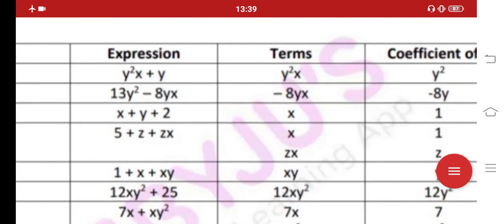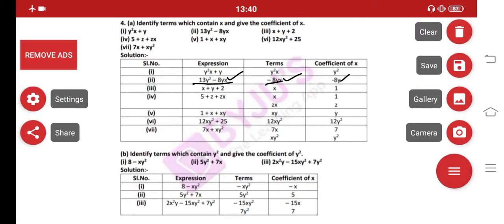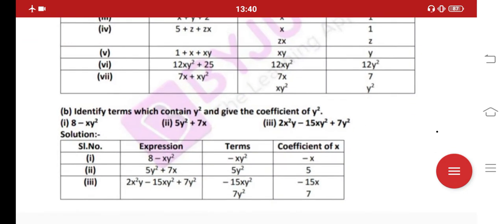Now, same here we can check in which term x is given. Minus 8yx is the term which is holding x. So see here, minus 8xy. Now here, if we remove x, what is multiplied with x? Minus 8 and y. So here minus 8 and y. Like that you can take out coefficient of x. Now B option is also given for fourth number.